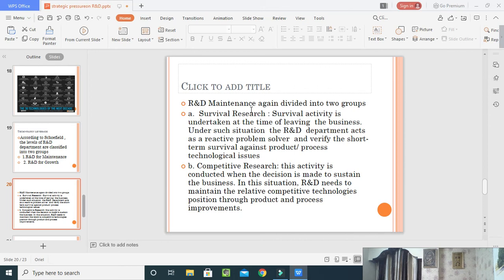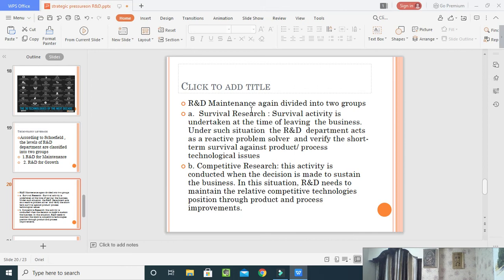Now coming to the competitive research, this activity is conducted when a decision is made to sustain the business. See, when the business is in need to sustain itself, that means a situation will come in the company or in the organization that they have to take the decision either we should continue or not. Such sustaining situations will be handled by the competitive research people.